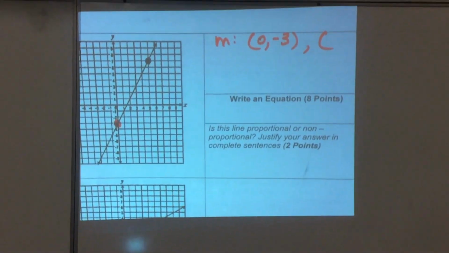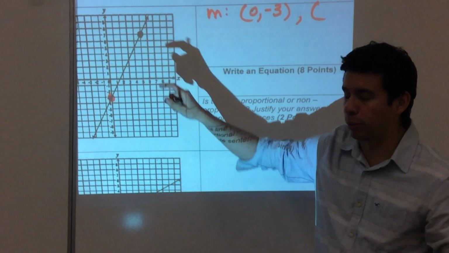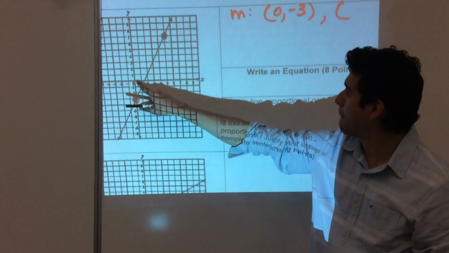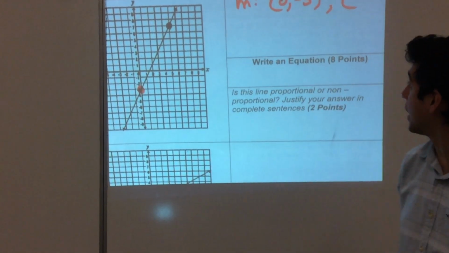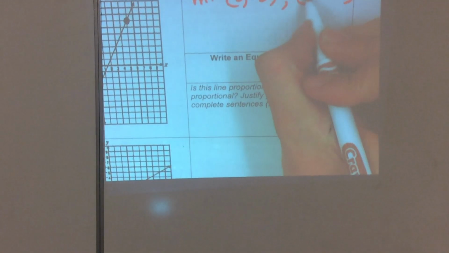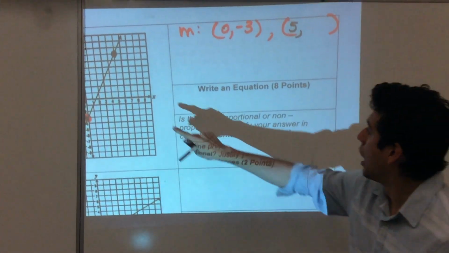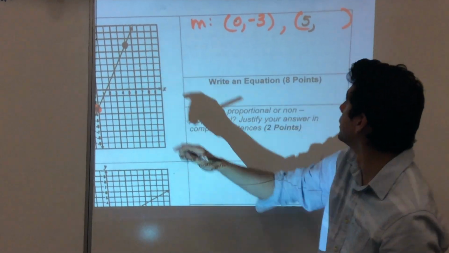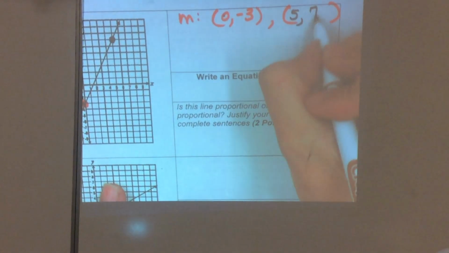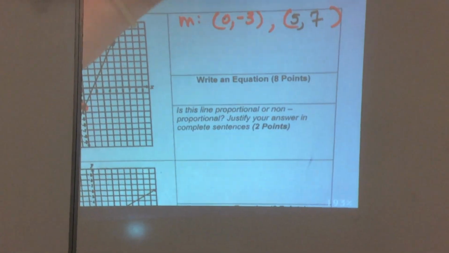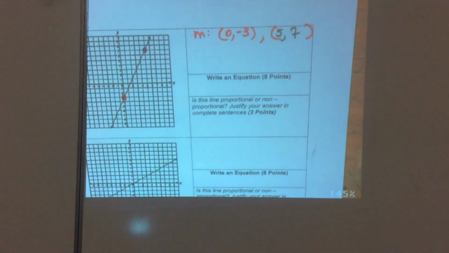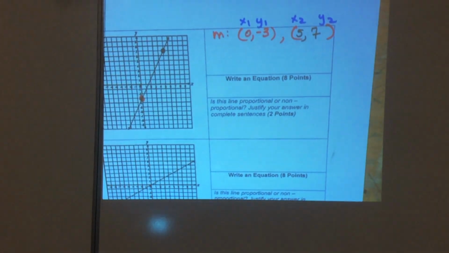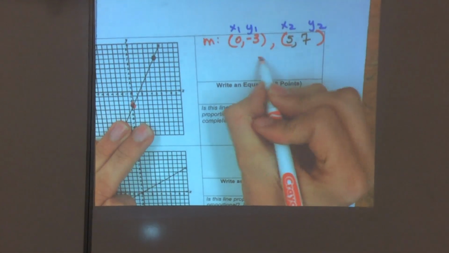Okay. Beautiful point. Now I want this point right here, right? Start at the origin. How many do you go to the right? 5. Because you went to the right, that means it's going to be a positive 5. Now, how many did you go up to reach this point? 1, 2, 3, 4, 5, 6, 7. If you went up, is that positive or negative 7? Positive. Good. Now, it's easy. Go ahead. X1, Y1, X2, Y2. Okay? Use your slope.